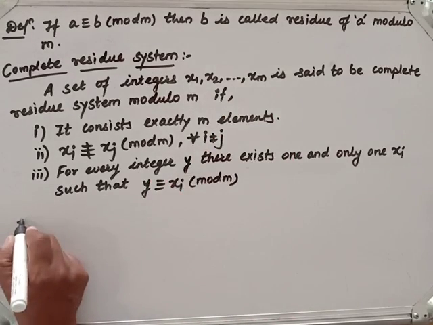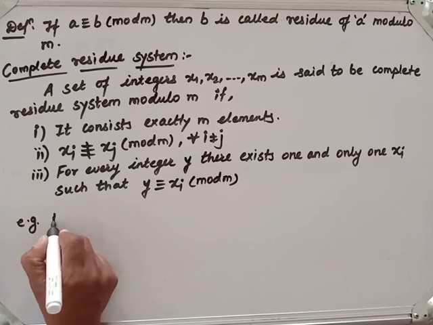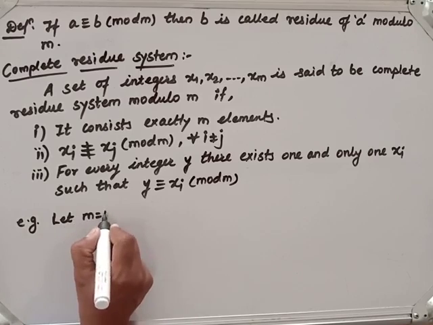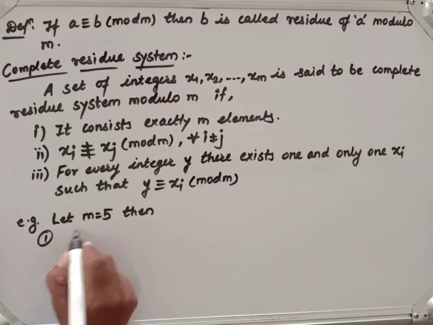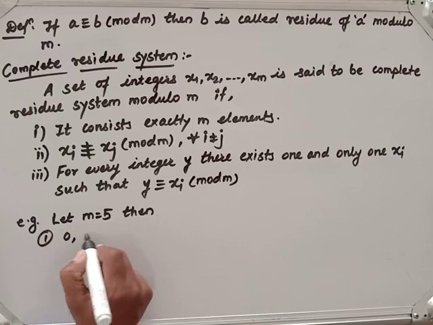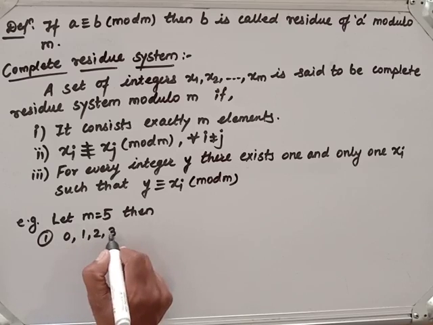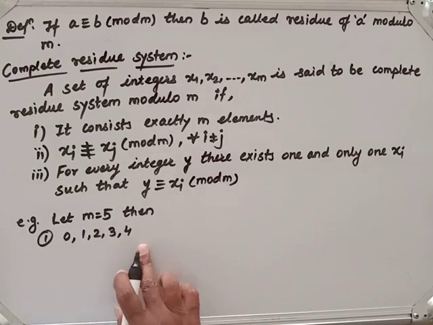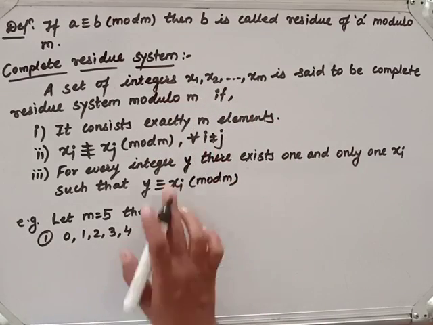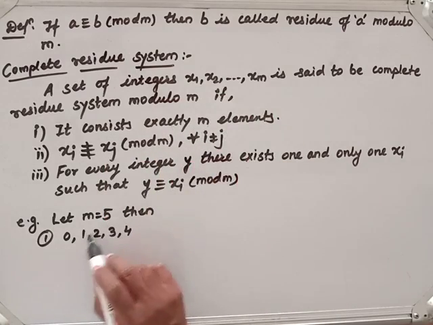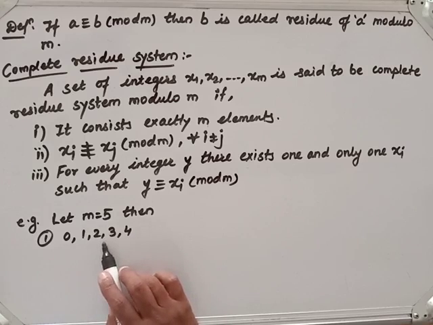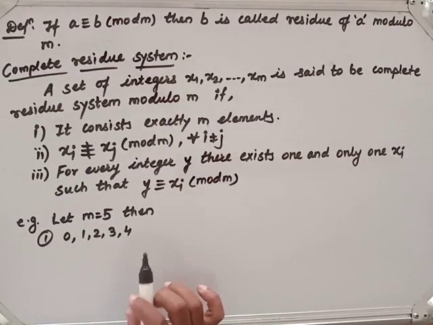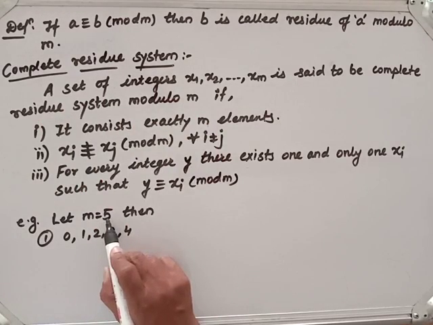Now let me take an example here. Suppose m equals 5. M is 5, and I will take it fixed. Suppose I have the integers 0, 1, 2, 3 and 4. These are my integers, just like x1, x2, so on up to xm. How many numbers are these? 5 in number. So it consists of exactly m elements. M is 5, these are 5 elements, so the first condition is satisfied. We have to check whether it forms a complete residue system modulo 5.